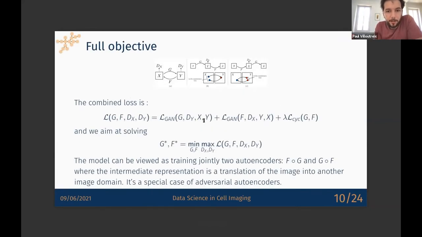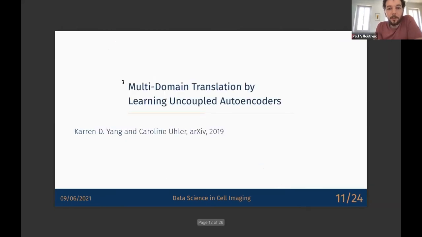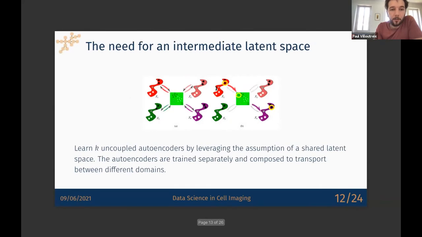Okay, so keep this in mind, because this is very similar to what's happening in the multi-domain translation by learning uncoupled autoencoders. I think there are about three papers with similar names, and the last one was in Nature Communications in January 2021. Okay, so if we go back to the problem that we have, we said we have one domain which can be RNA sequencing, another which can be ATAC-seq, another Hi-C, and another images. So you can denote them by first domain X1, X2, X3, X4.